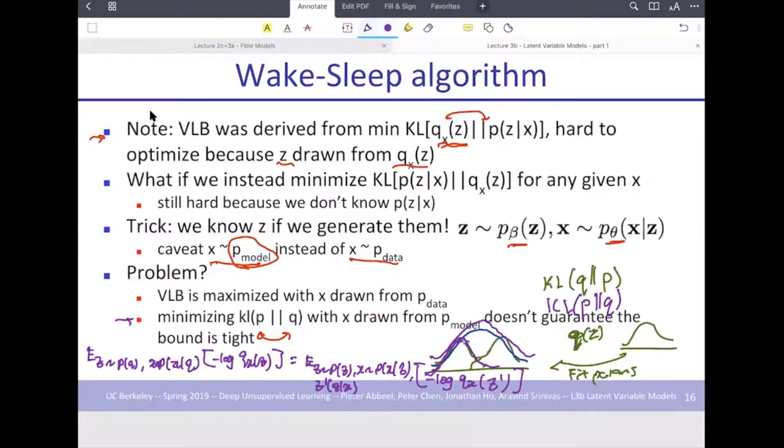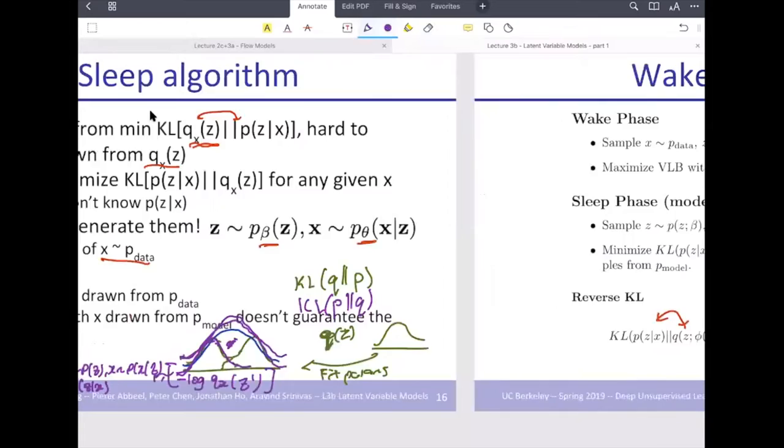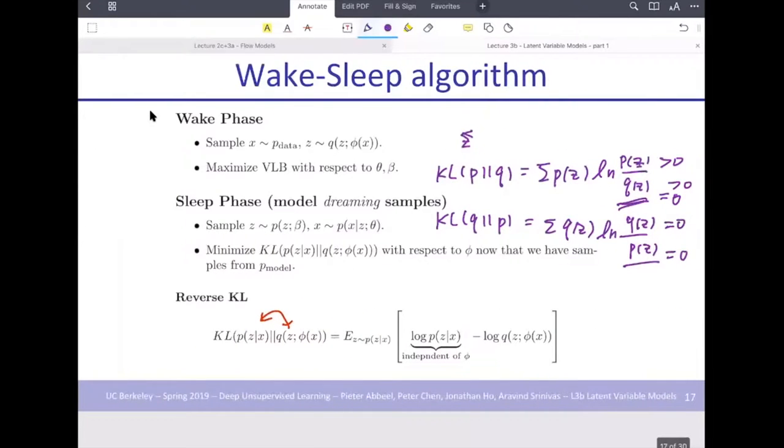If you use a bigger Gaussian, then in this place your Q(z) has density, but here your P(z) has no density, so it will go to infinity, and this is what we try to avoid. Yeah.